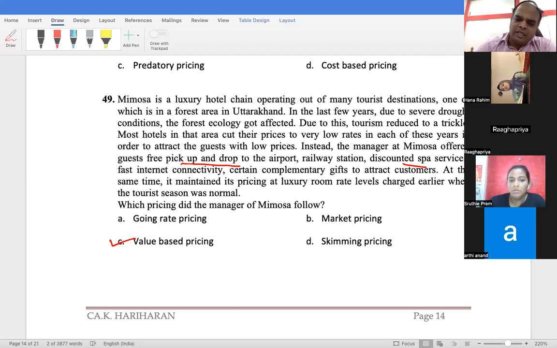Similarly, discounted spa and some extra facilities they are providing. Nowadays, many resorts are doing value-based pricing. Am I right? In resorts, not merely a swimming pool alone, there is a playground and extra activities for kids. So many things inside they are having. Am I right or not? All of that is value-based pricing to attract the customer.